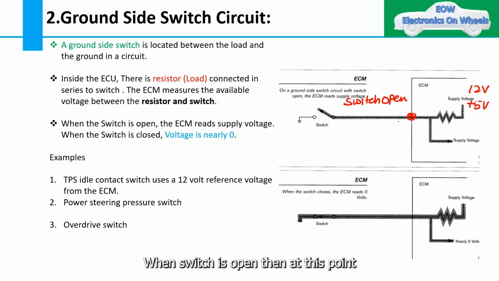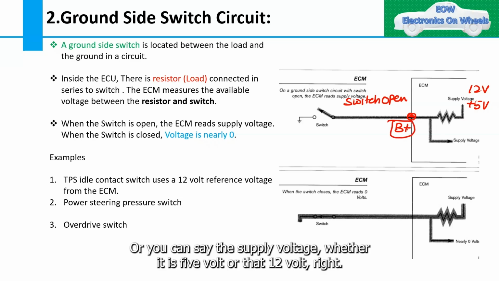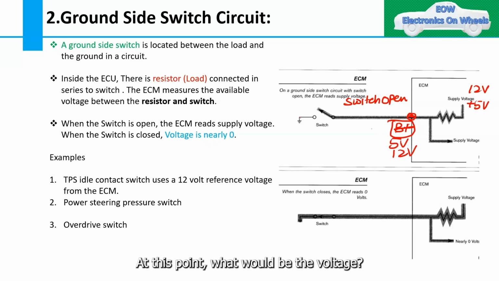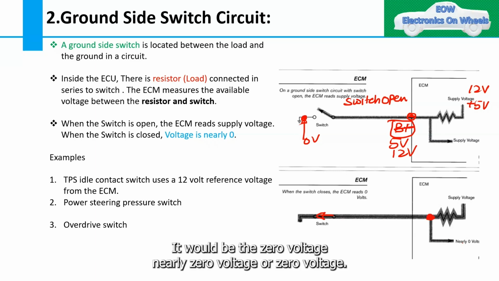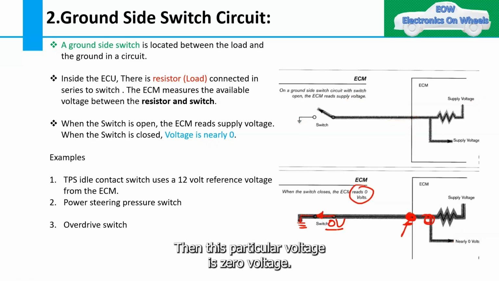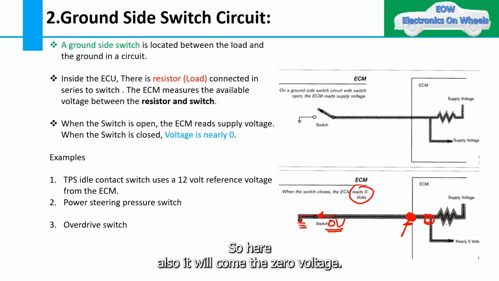When the switch is open, then at this point that voltage would be B positive, or you can say the supply voltage, whether it is 5 volt or 12 volt, right? At this point, what would be the voltage? 0 volt, because there is no power supply, nothing, right? When the switch is closed, what would be the voltage here? It would be zero voltage, nearly zero. Then this particular voltage is zero, so here also it will be zero voltage, but at this point it would be the supply voltage. That's the thing you have to just remember.